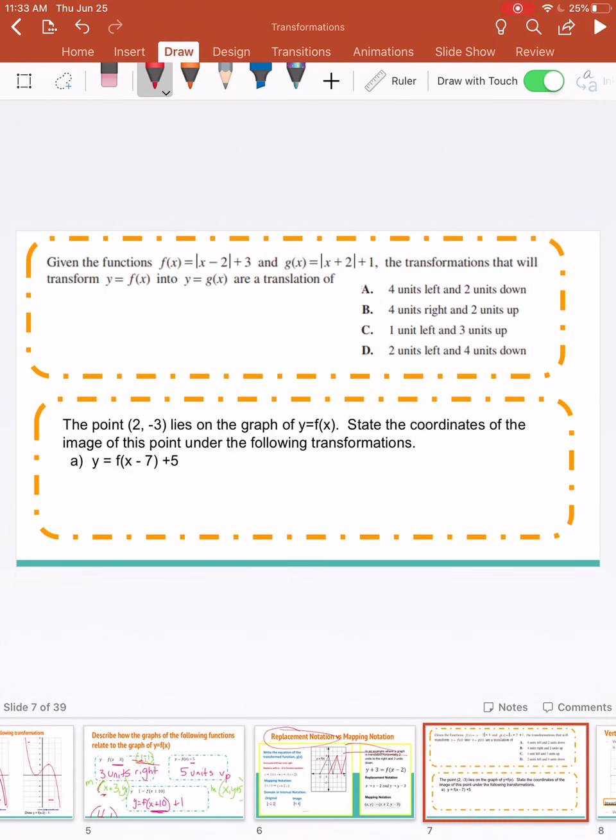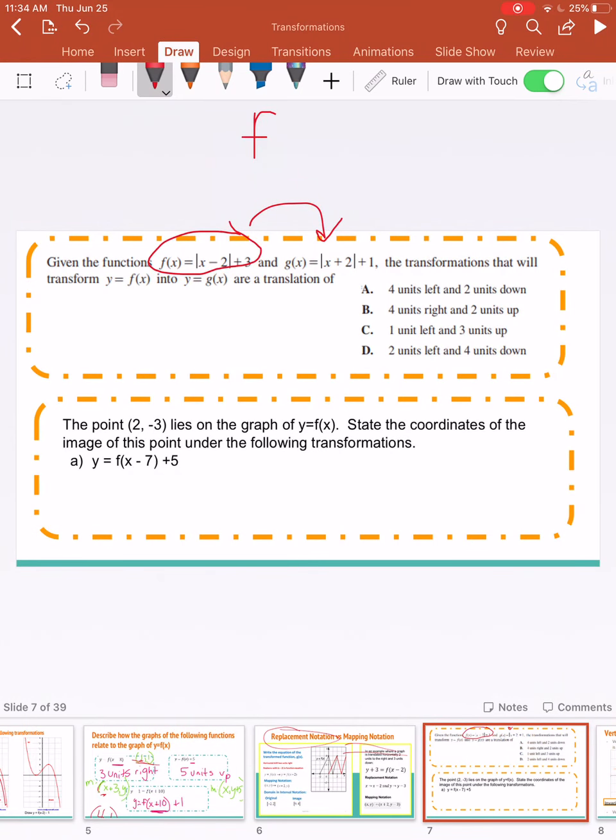Okay, so let's look at a few diploma questions. Given the functions f of x equals the absolute value of x minus 2 plus 3 and g of x equals the absolute value of x plus 2 plus 1, the transformations that will transform f of x into g of x are a translation of. So pretty much they're saying, how do we translate this graph into this graph? Okay, so there's a few ways you could do this. You could definitely try graphing the two equations, and then looking at the difference. I'm going to just look at the formula here. So these formulas look pretty much the same.